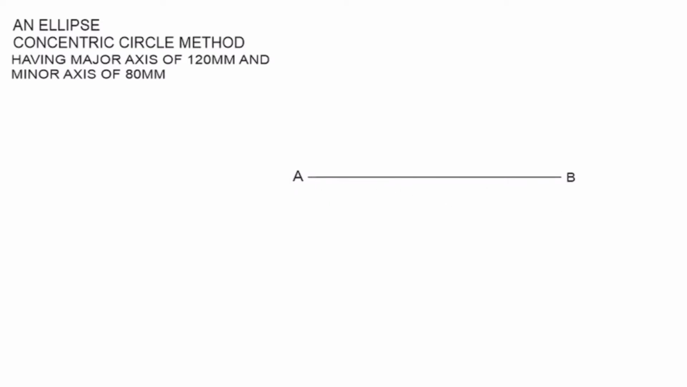Similarly, we have to draw a corresponding minor axis. Remember, our minor axis is said to be 80 millimeters. Having drawn that, the next thing we have to do is to draw a concentric circle. With your ruler or your pencil on point O, where the major and the minor axis intersect, we have to draw a circle from the minor axis diameter. Of course, you see that circle has a diameter of 80 millimeters.